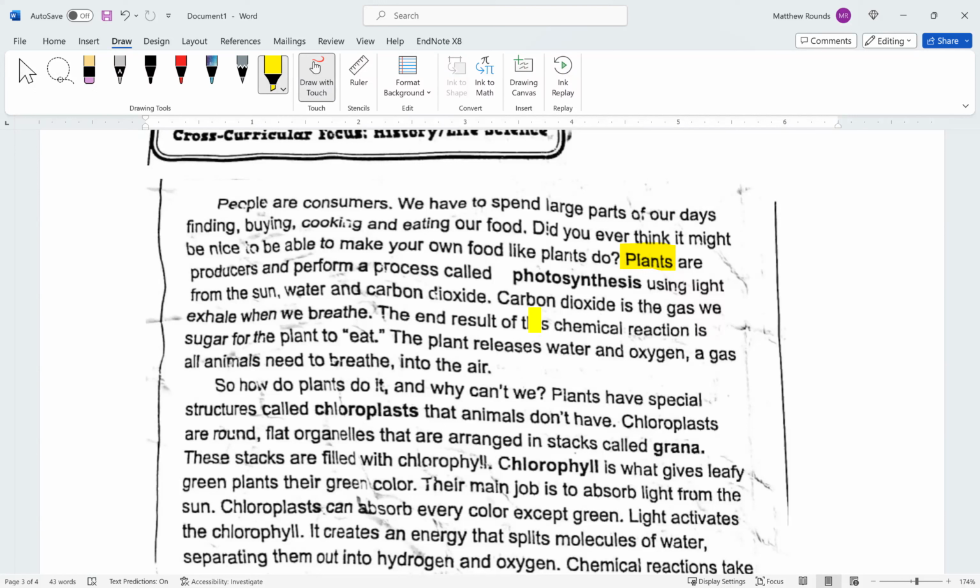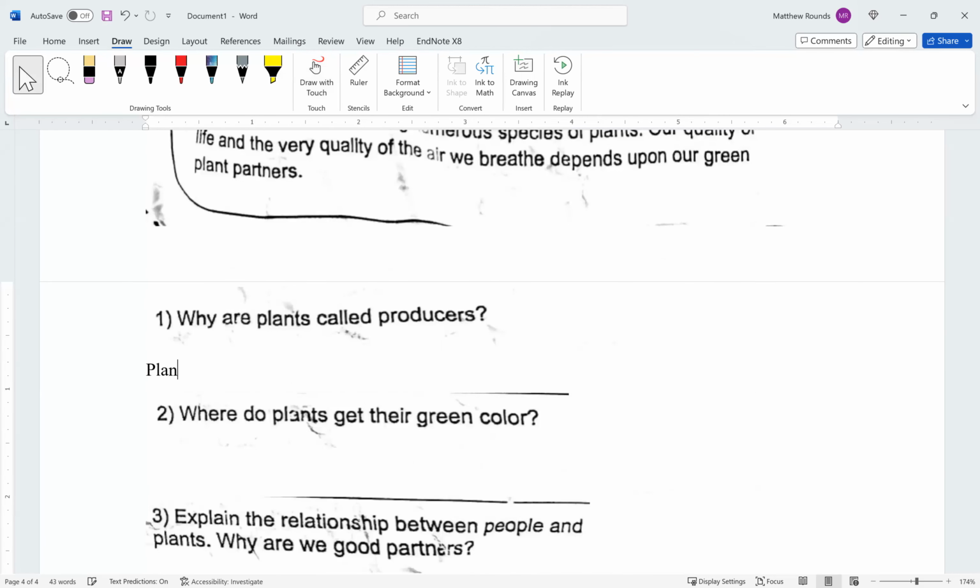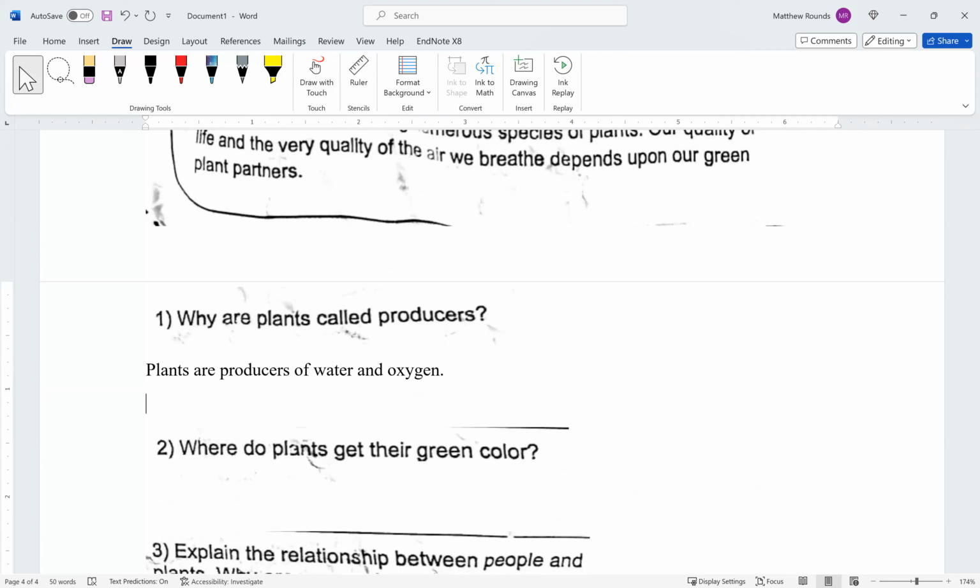Plants are producers and perform a process called photosynthesis using light from the sun, water, and carbon dioxide. Okay, stop there. So what do the plants produce? What did I highlight down here? Releases water and oxygen. Okay, so plants are producers of water and oxygen. Okay, go ahead and write that down, please.